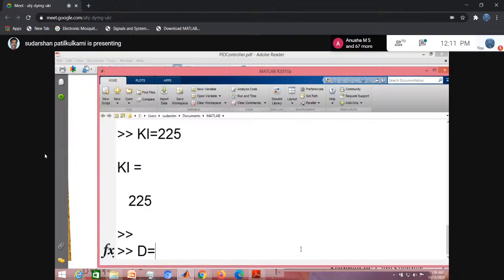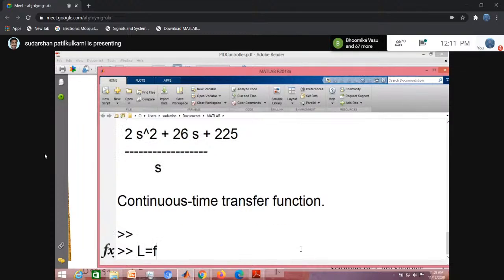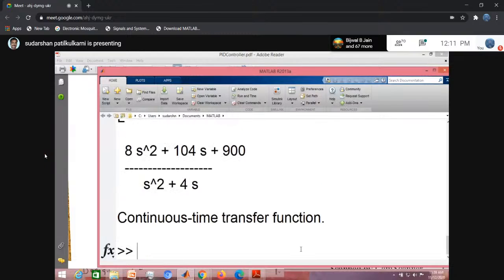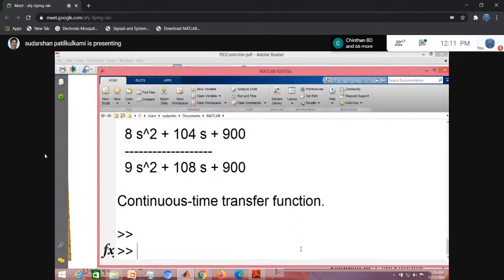So C is the controller transfer function with Kd, Kp, Ki, and the plant with 10. L equals D star G, with unity feedback, and GCL is the closed loop transfer function. So for this system, we look at the step response.